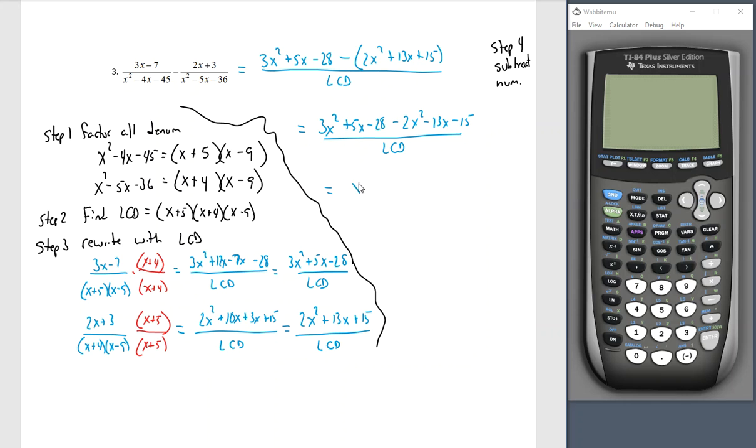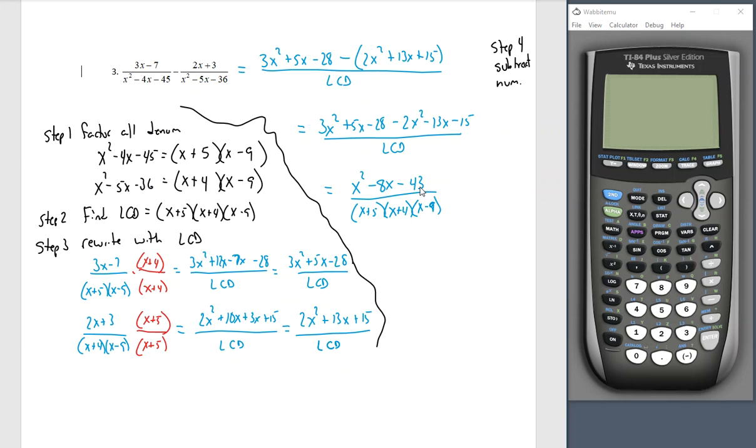3x squared minus 2x squared is x squared. 5x minus 13x is minus 8x. A negative 28 and a negative 15. That's going to be 2 less than 30, so this will be 2 less than 45, all over this least common denominator, which is x plus 5, x plus 4, and x minus 9.